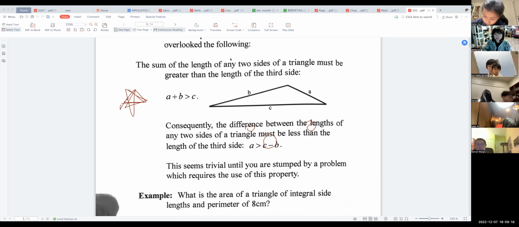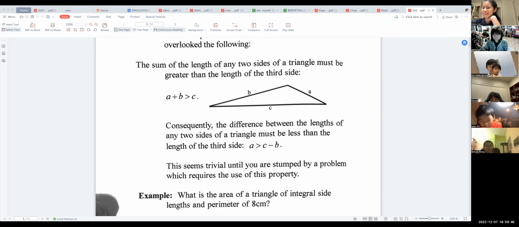Okay, so let's take a look at an example, okay? So this is a very simple sentence. Probably Harvey or Ivy or Samuel or Daniel or Kai will think, oh, 这个我们从小就学过的，对不对？But how to use it? I didn't actually learn that before. So what is the area of a triangle of integral side lengths and perimeter of 8 centimeters?